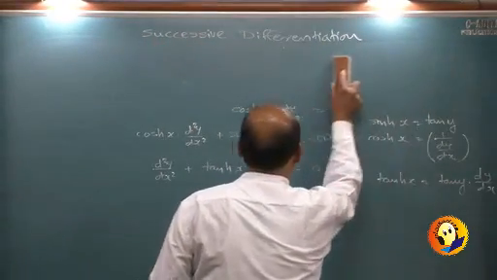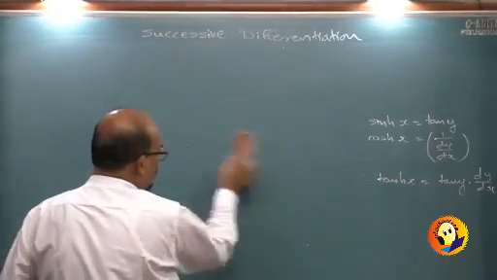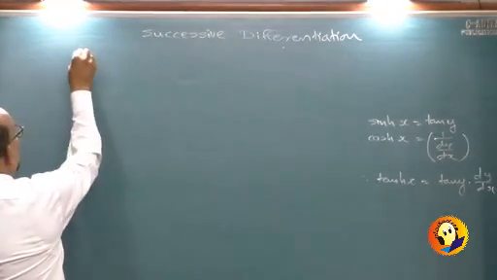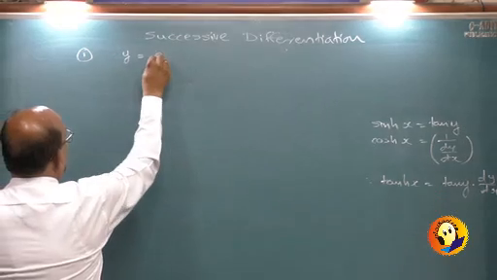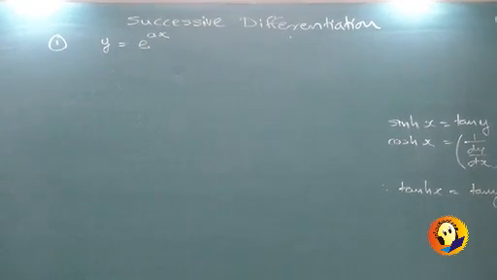So this was not successive differentiation. Successive differentiation is now the one which we are going to start. Like it is number 1. y equal to e raised to ax. See, it is very simple.